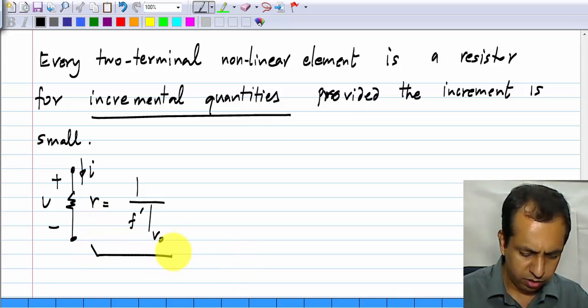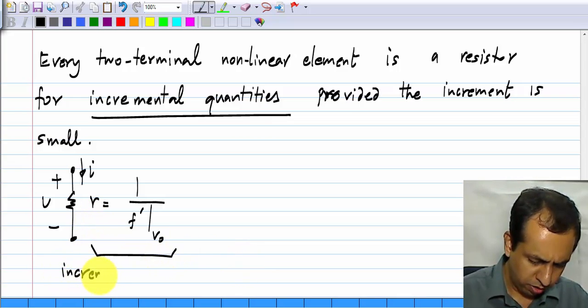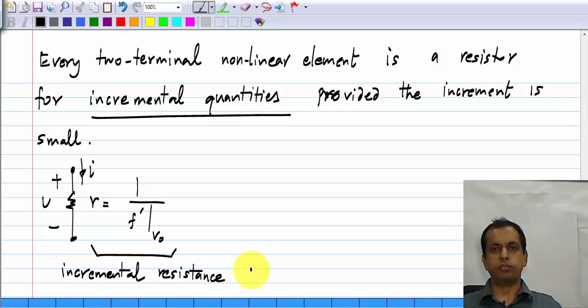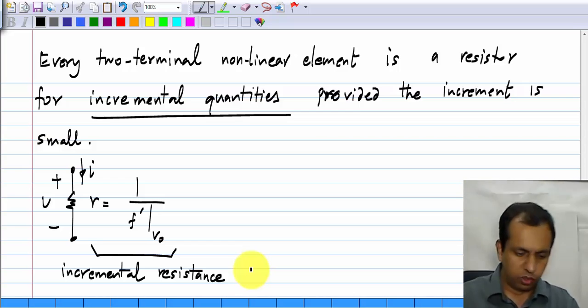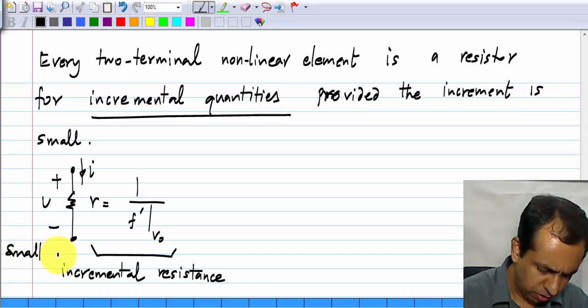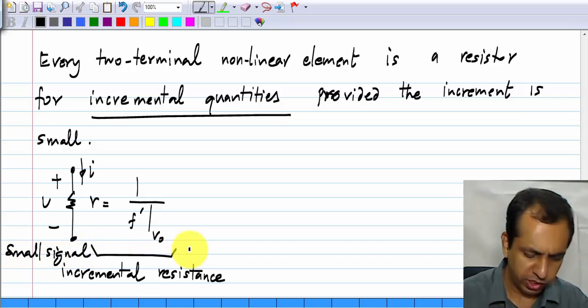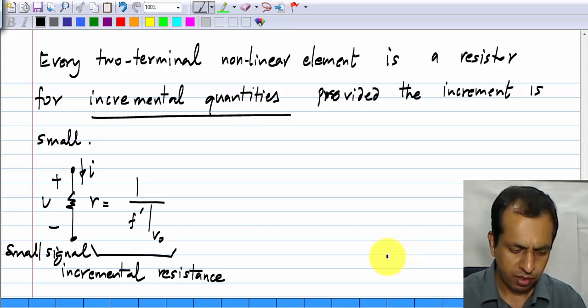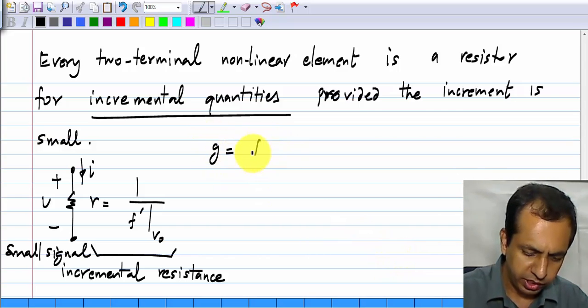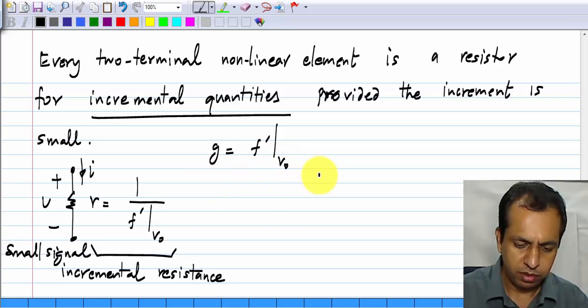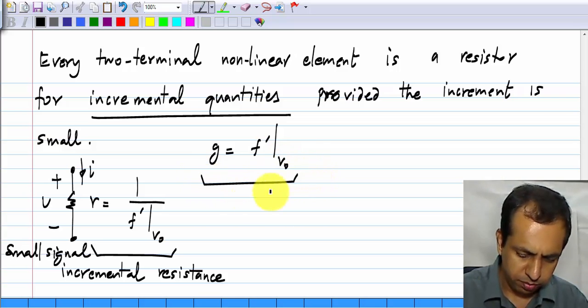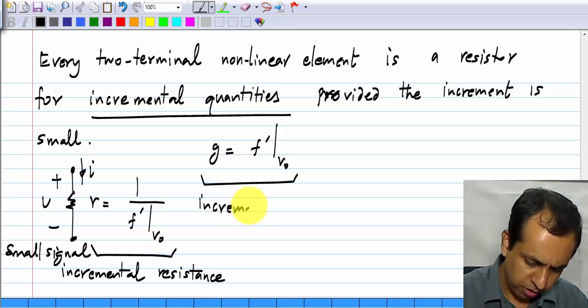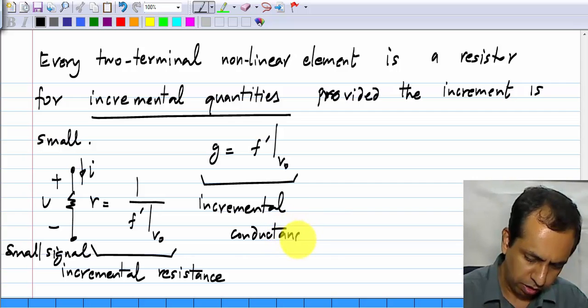And this is called the incremental resistance, and because it is valid only for small increments, it is called the small signal incremental resistance, or similarly the quantity G, which is f prime, this is known as the incremental conductance.